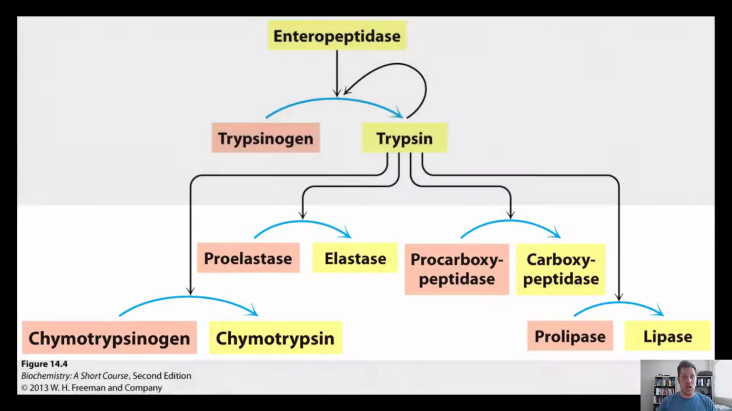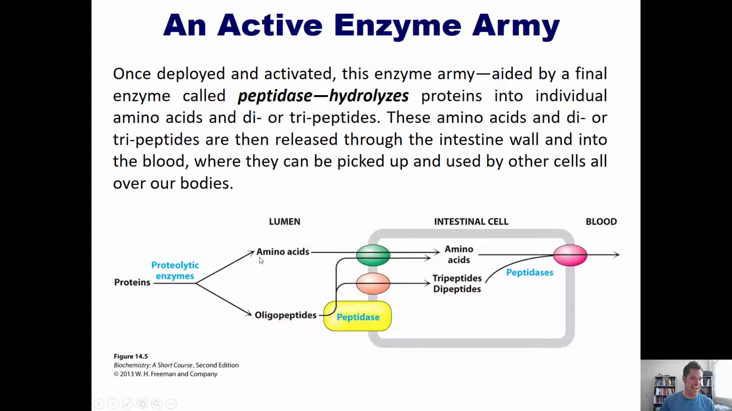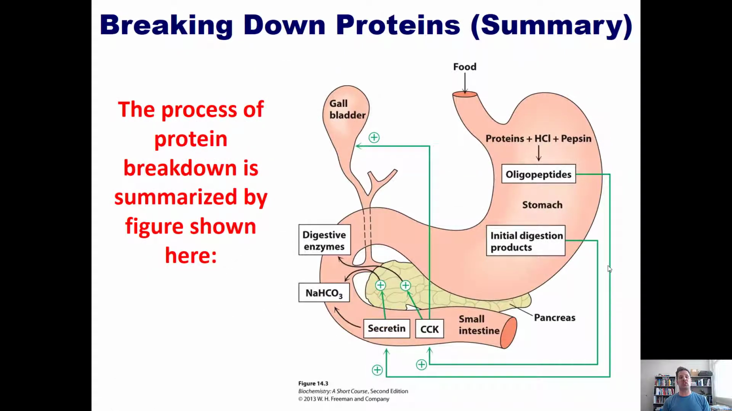Got it? Good. All right, so once deployed and activated, this enzyme army, aided by a final enzyme called peptidase, hydrolyzes proteins into individual amino acids and di or tripeptides. These amino acids and di or tripeptides are then released through the intestine wall and into the blood, where they can be picked up and used by other cells all over our bodies. The process of protein breakdown then is summarized by the figure shown here, which I invite you to pause and take a look at. We end this video, the first of 3 on this chapter, with a quick quiz.